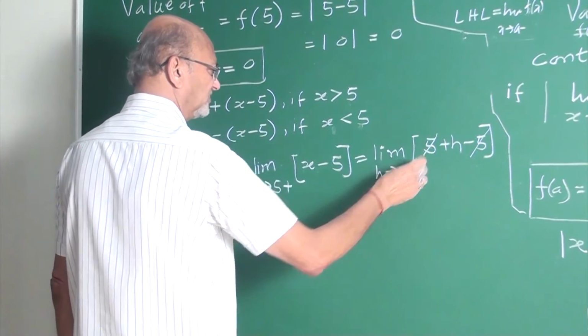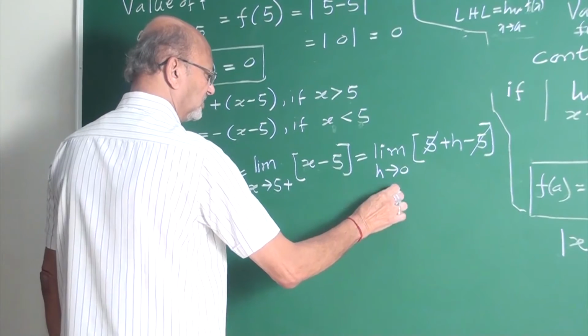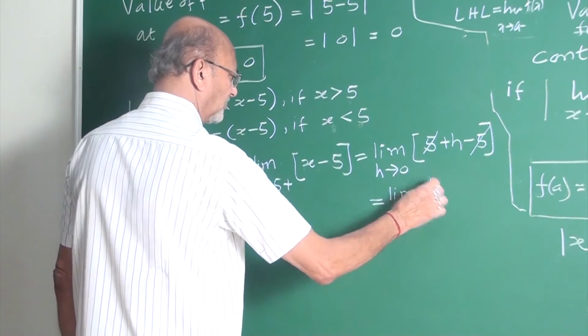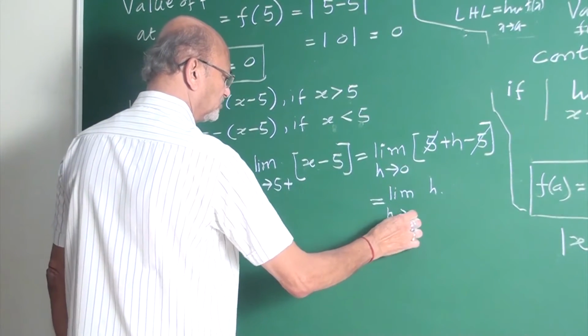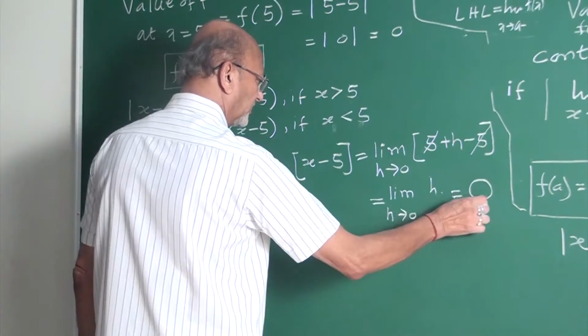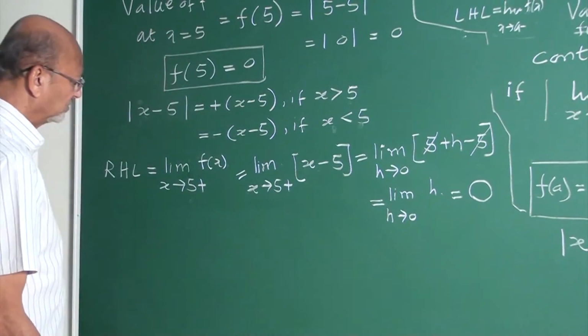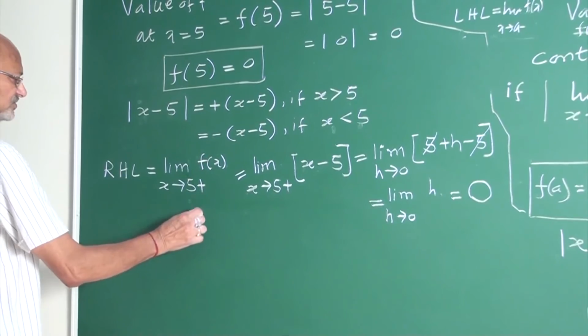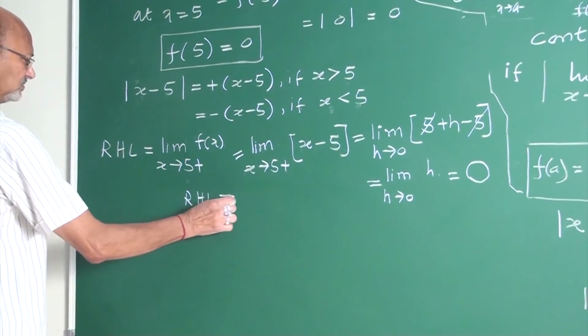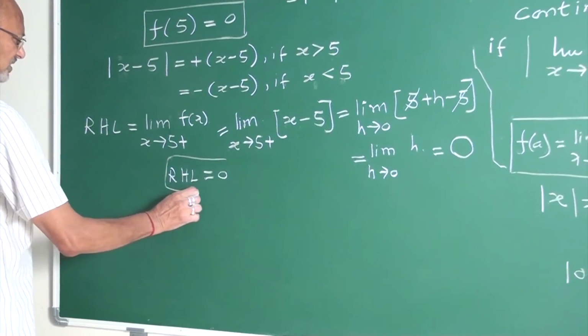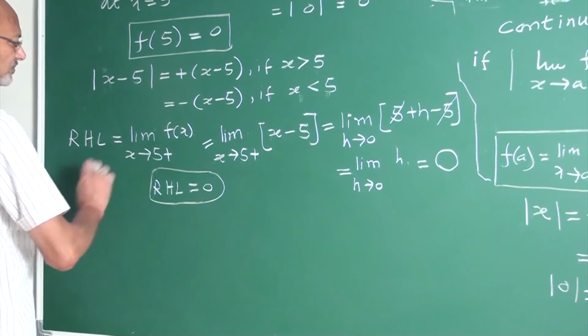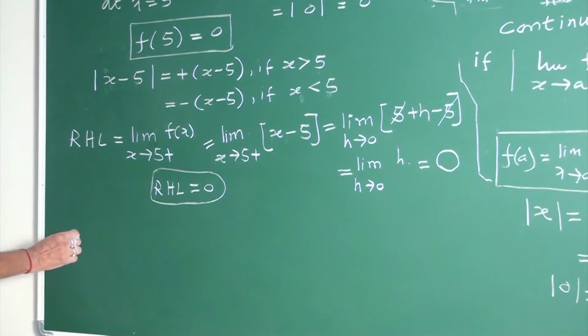Yes, plus minus cancels. What is this? It is the limit of h as h tends to 0. What is this, my friend? RHL is 0. Therefore, RHL is 0.